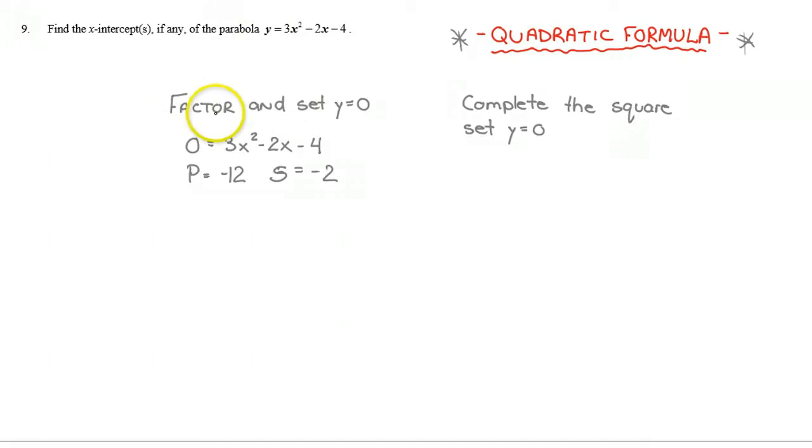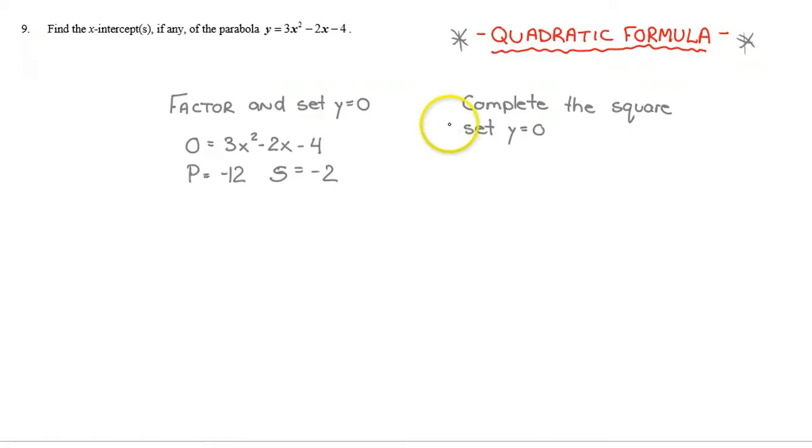One is we could factor and set y equal to 0. So I could write 0 equals 3x squared minus 2x minus 4. I could try and find the product, I could do decomposition here, and the factoring is not ideal. So in this case, it's not the best approach. The other way is to complete the square. When we complete the square, we end up in vertex form, and the nice thing about vertex form is we can actually solve for x when y is 0.